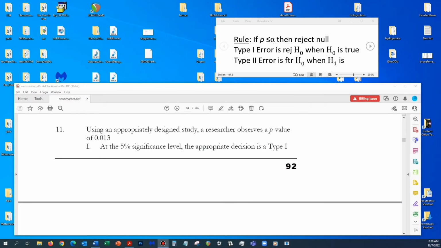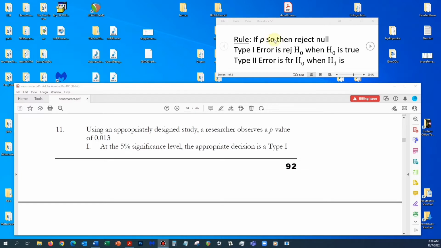Here's another tricky little multiple choice question on interpreting p-value. Here we have a p-value. Now, since this significance level is represented in terms of a percentage, I'm going to write this as a percentage. So if we multiply this p-value by 100, we move the decimal point 2 places to the right, and we get 1.3%. So a p-value of 1.3% is less than or equal to a significance level of 5%.